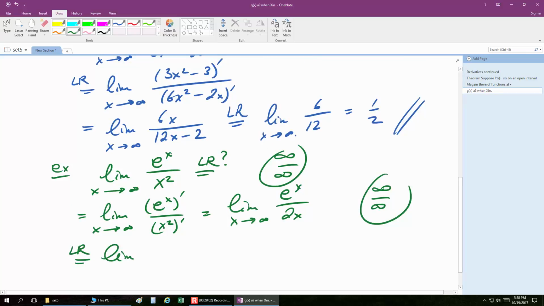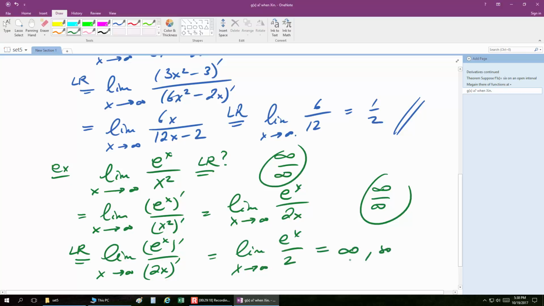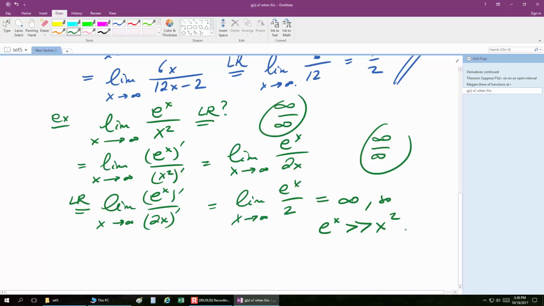And we differentiate these two again, e to the x prime, 2x prime. And I have then the limit of e to the x over 2. So what's the answer? Infinity. So we conclude, according to our definition, that e to the x is stronger than x squared. You can do L'Hopital's rule as many times as you need until you get it, as long as every time you have an indeterminate expression. So then you can imagine e to the x over x cubed. What's the limit?